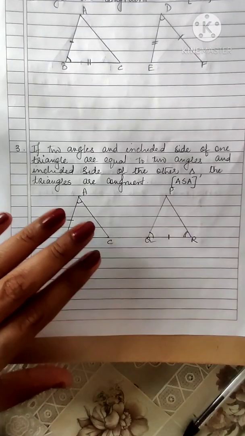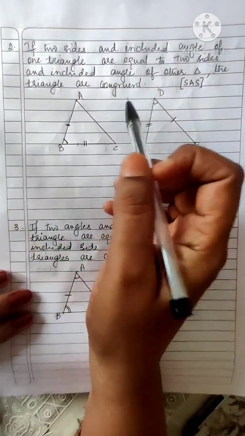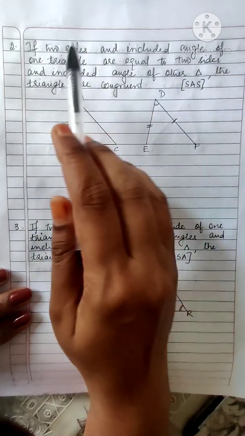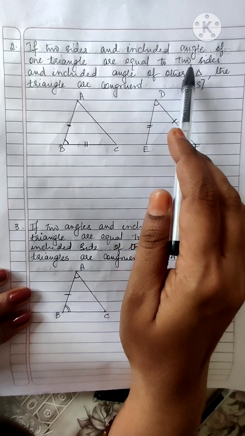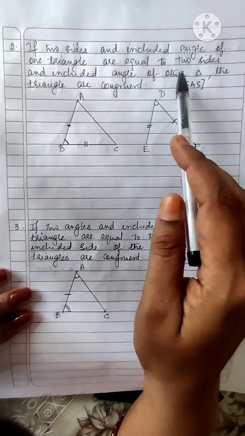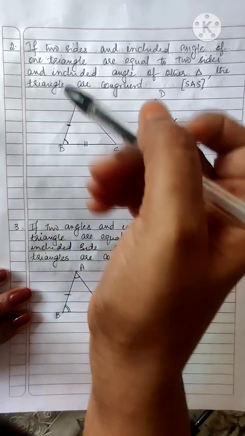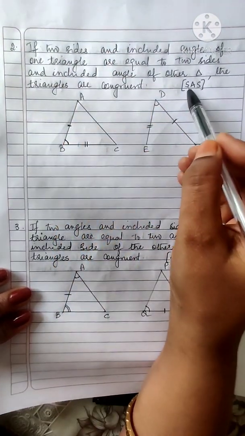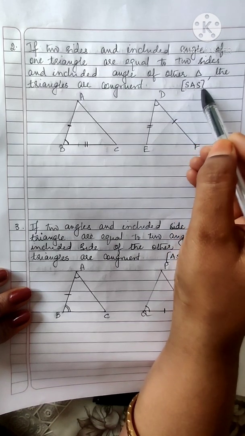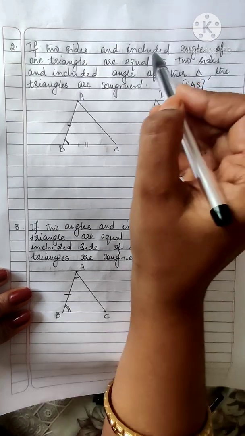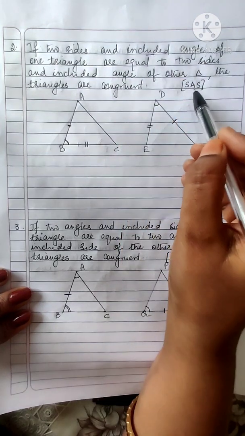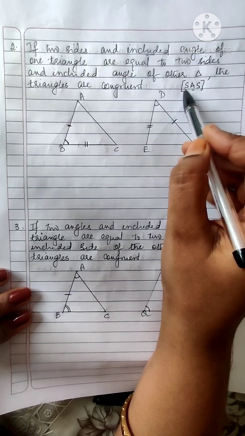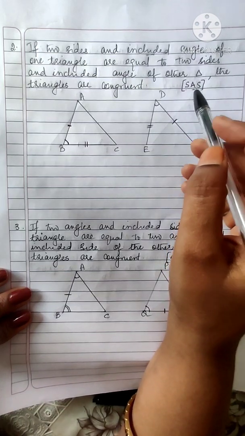Now the second condition says if 2 sides and the included angle of one triangle are equal to the 2 sides and included angle of the other triangle, the triangles are congruent. So here 2 sides and one angle, that is side, angle, side. Now included angle means the angle should lie between the 2 sides. The equal angle should lie between the 2 equal sides.